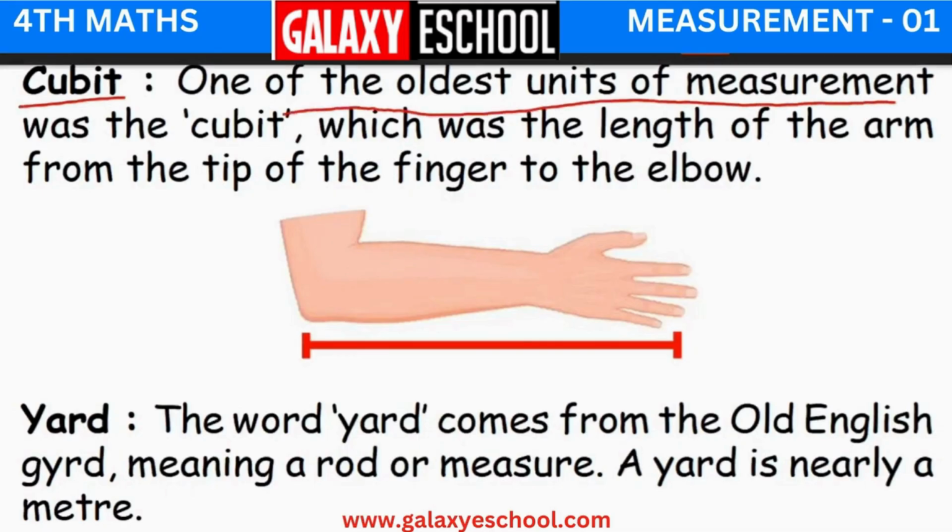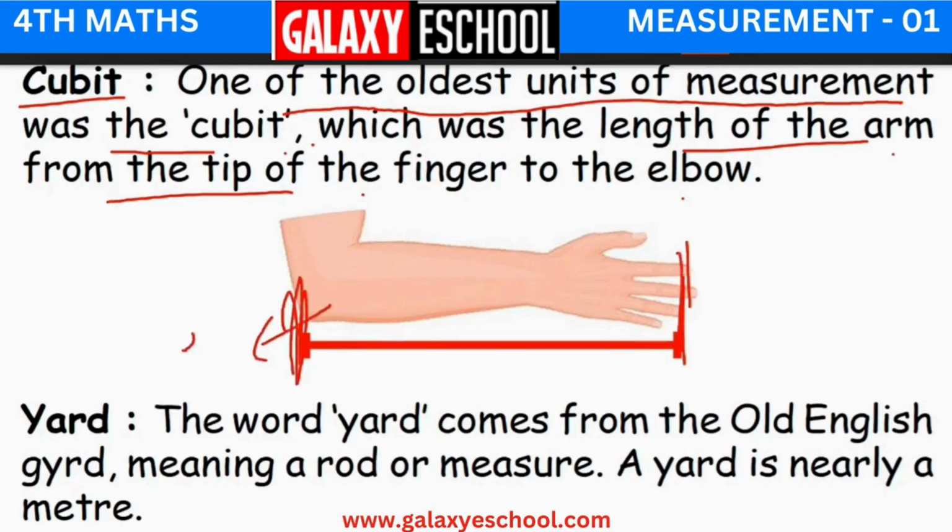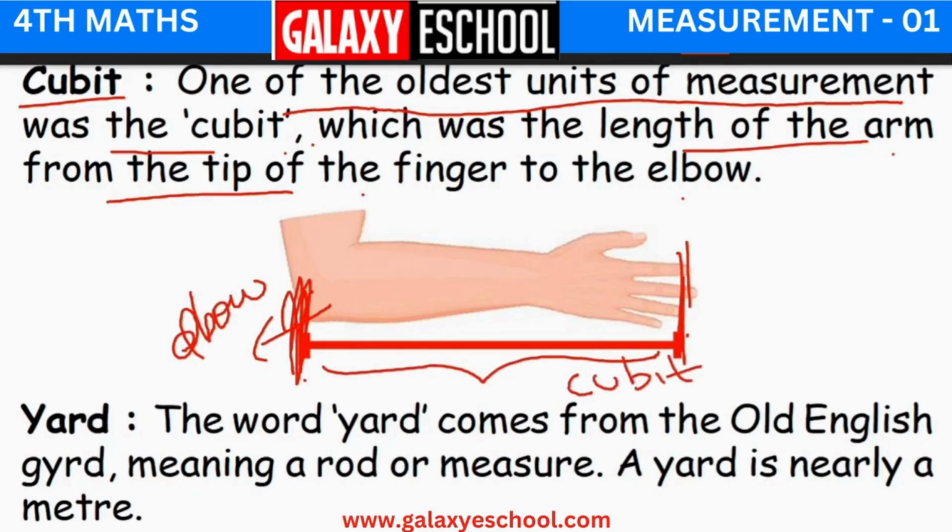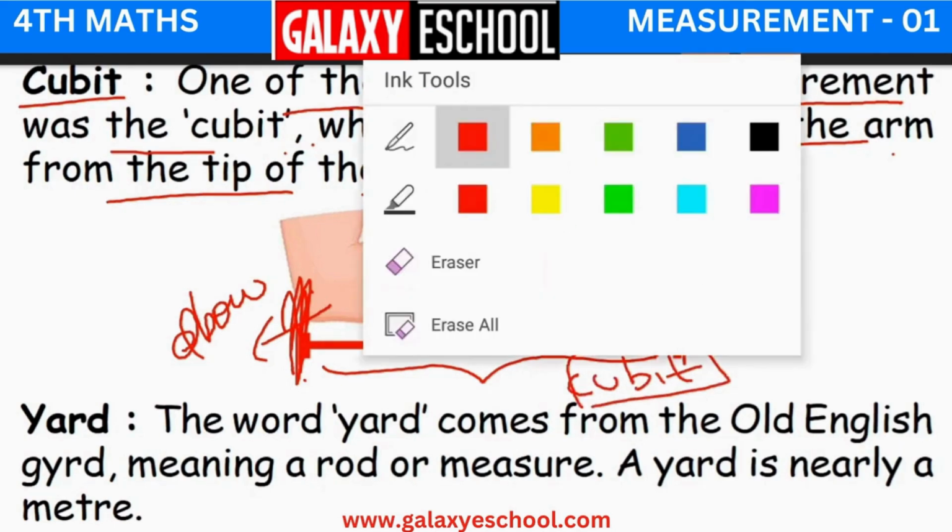One of the oldest units of measurement was the cubit, which was the length of the arm from the tip of the finger to the elbow. See, this is the tip of the fingers here, from here to our elbow. This is the elbow, right? So from the tip of the fingers to the elbow, that distance was called 1 cubit. Now this cubit was also used to measure the length of the given objects.